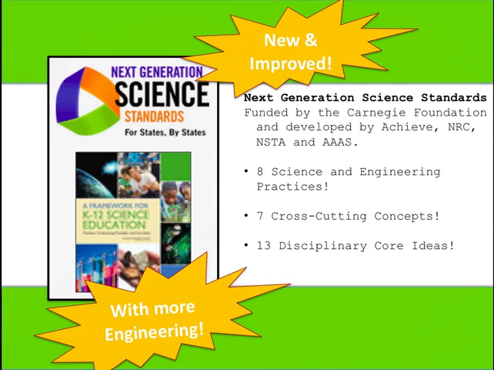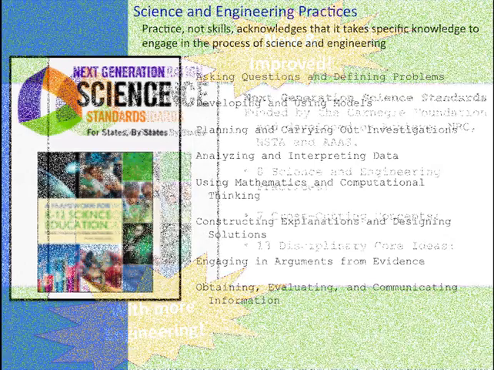So the Next Generation Science Standards are based on the National Research Council's report, Framework for K-12 Science Education. What this report did was outline what science should look like in the United States, and identified three different dimensions. So a series of 8 science and engineering practices, 7 cross-cutting concepts, and 13 disciplinary core ideas. Those 3 dimensions form the basis for the standards.